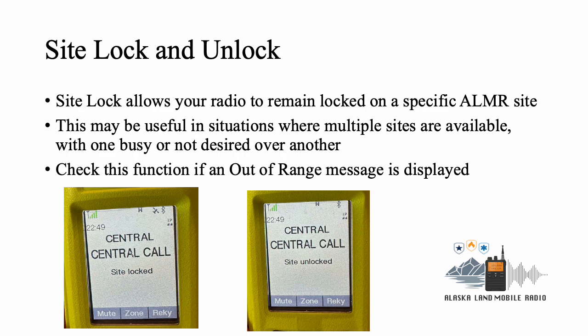If you see an out of range message displayed or a no signal message displayed on your radio unit in an area where you know there's ALMR coverage, this is the first troubleshooting step, is to make sure the site is not locked to a particular site that you are traveling away from or are now out of range from.